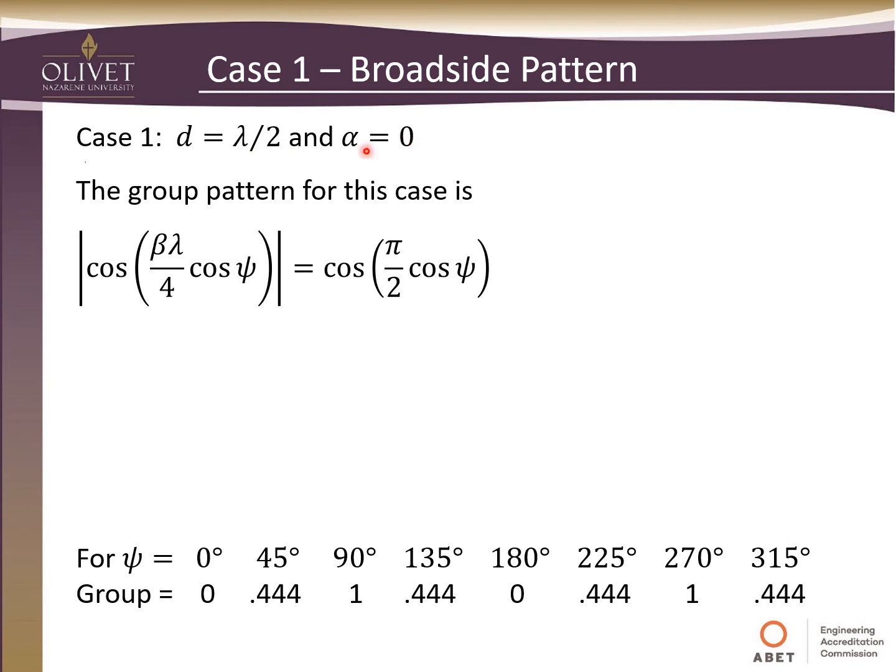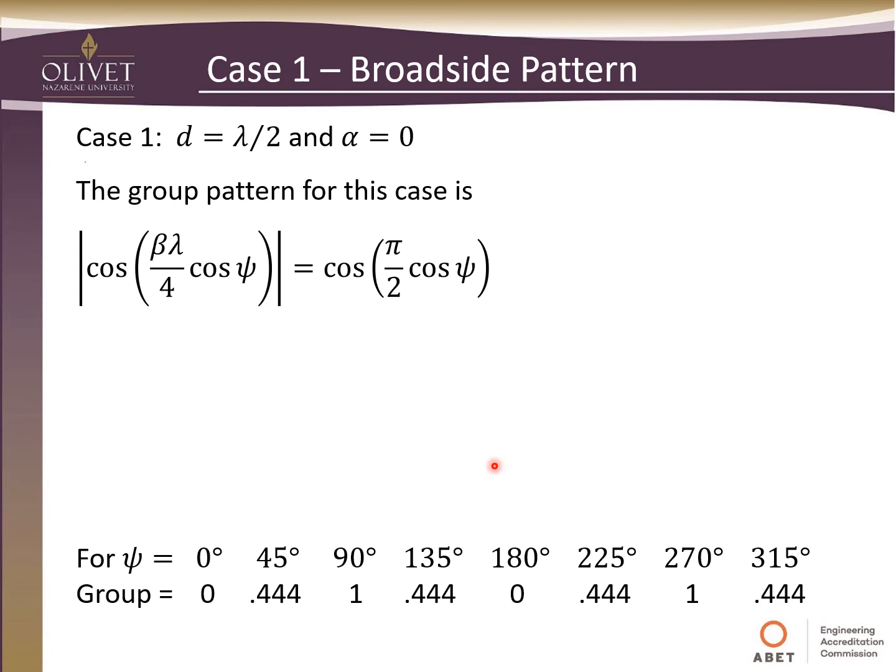For this case, the group pattern is this right here, which, since it's an even function, you don't have to have the absolute value signs there. And beta d over 2 reduces to pi over 2 because d is equal to lambda over 2. If we plug in some values for psi, we get the magnitude of the group. At 0 degrees it should be 0, at 45 it's 0.4, at 90 degrees it's 1.